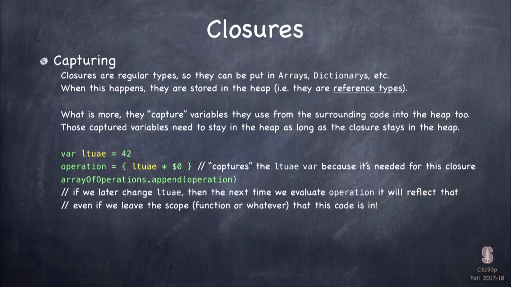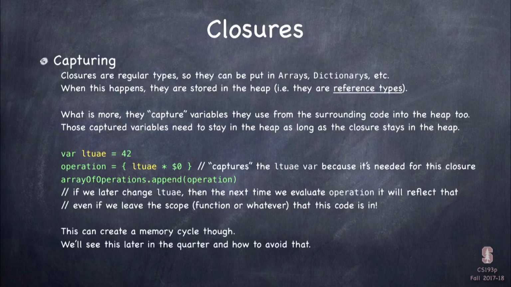Here I have a local variable called LTUAE, life, the universe, and everything, I think that stands for. It's set to 42. Okay? And my operation, the closure there, says LTUAE times $0. So that closure is actually using a local variable inside it. Now what happens if I put that operation in an array? Okay? And then later go back and get it out of the array and execute it. Well, when it does that, LTUAE still needs to be there because otherwise the closure won't execute. Okay? So LTUAE gets captured into the heap and stays there until the closure goes away. Now, this is awesome. It all just works magically. You don't have to think about it except in one case, and that's a memory cycle.